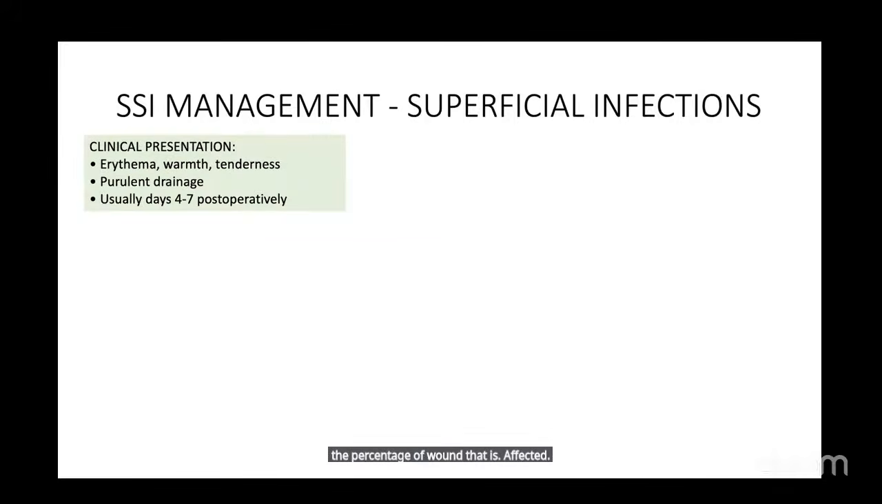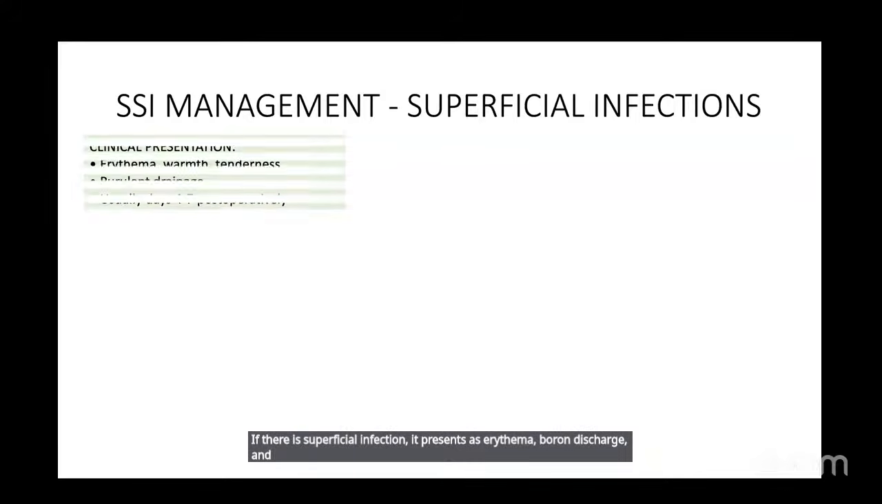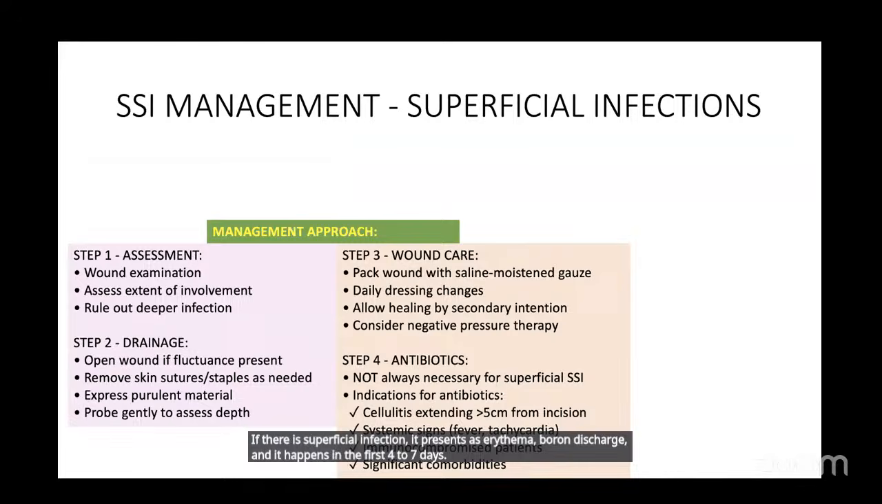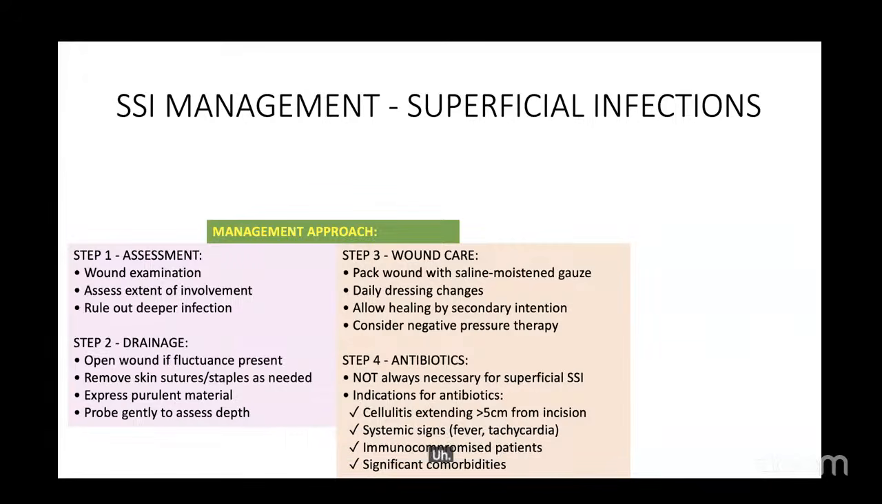So what will you do? If there is superficial infection, it presents as erythema, purulent discharge, and it happens in the first 4 to 7 days. So what will you do? Assess the wound, examine it, and first thing is to rule out deeper infection, because if there's a deeper infection, it is a deep surgical site infection.